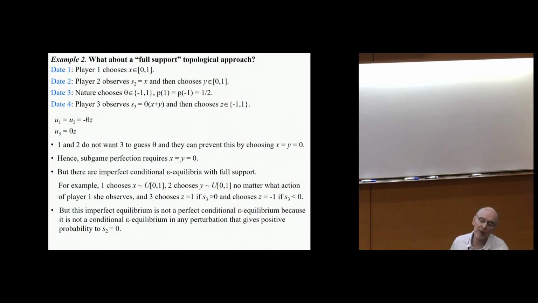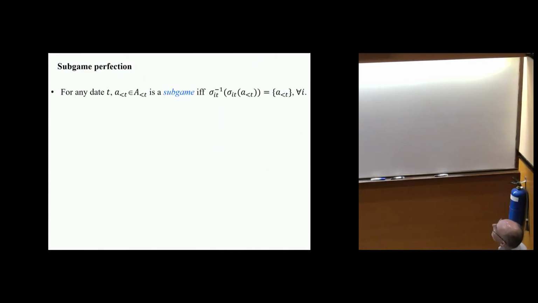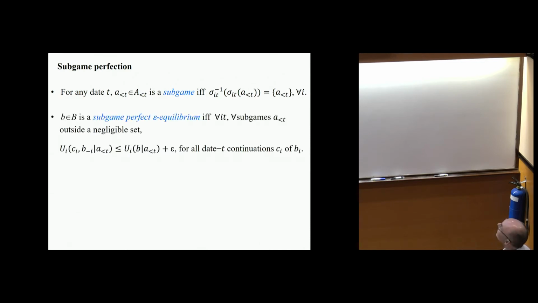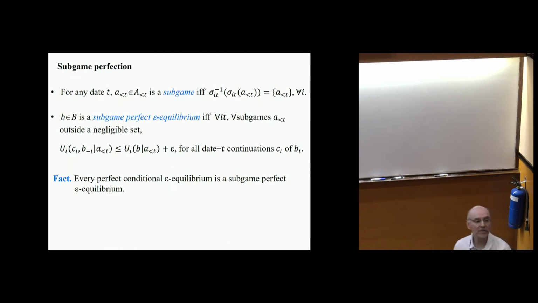You must be able to perturb the strategies and nature so that this signal has positive probability. And once this signal has positive probability, player 2, in order for you to be conditionally epsilon optimizing there, you have to choose y equals 0. And once I see that you're choosing y equals 0 there, if I'm conditionally epsilon, I have to put a lot of my probability on x equals 0, and that's it. We get the subgame perfect equilibrium. So in fact, one can define subgame perfection. I won't go through, it's just what you would think it is. And every perfect conditional epsilon equilibrium is a subgame perfect epsilon equilibrium.